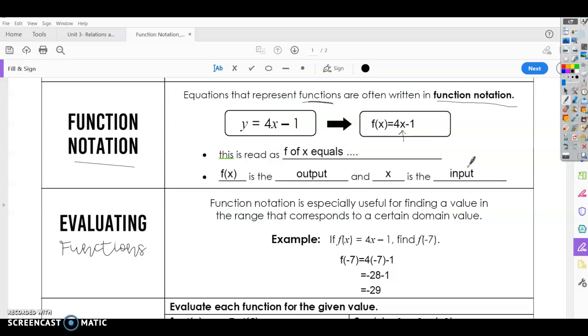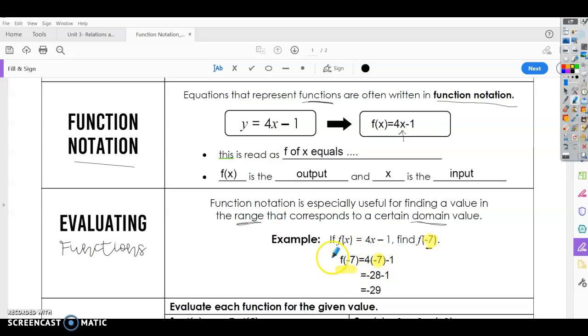All right, look here to see an example. Function notation is especially useful for finding a value in the range, your y's, that correspond to a certain domain, which is your x. So example: if f of x equals 4x minus 1, find f of negative 7. We're going to plug negative 7 in for x, and the left side is just the name of the function, so we leave that there.